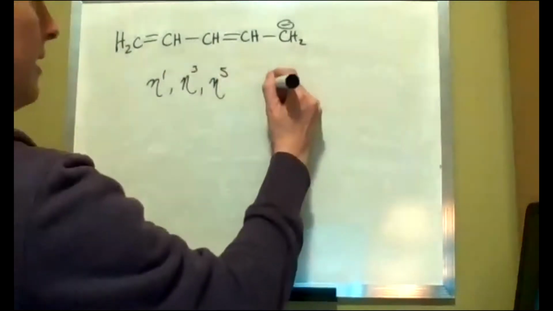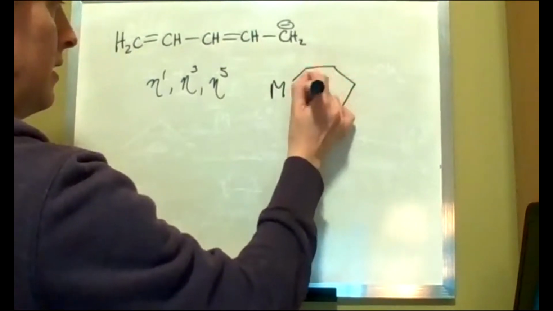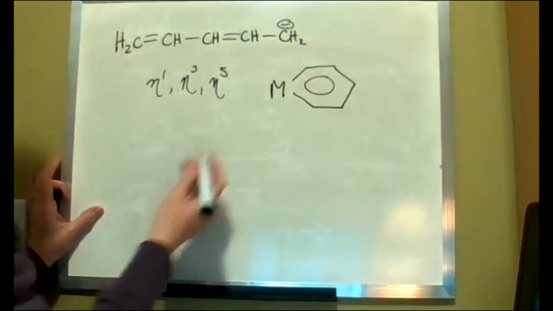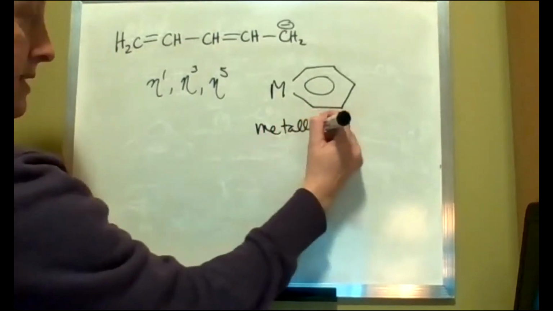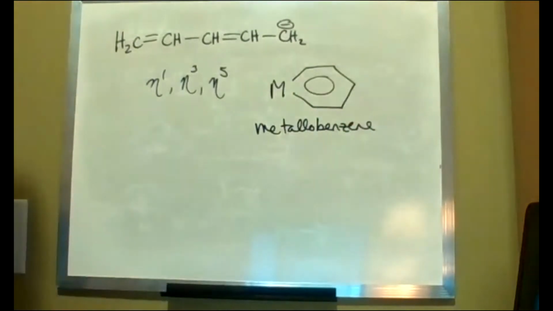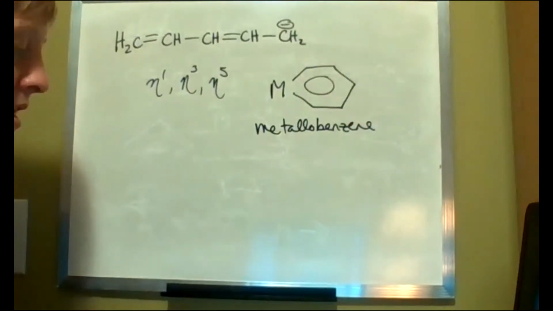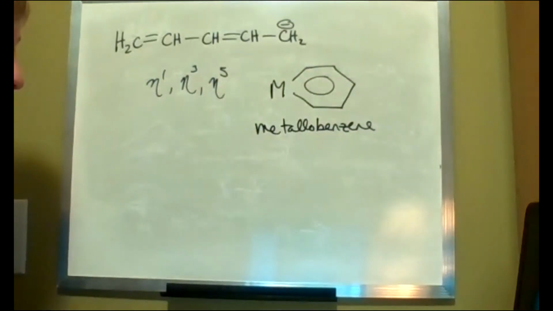What can happen with this guy is that it becomes part of a cycle. This becomes metallobenzene, where one of the carbons is just replaced. Probably aromatic with all these delocalized electrons that are located there.